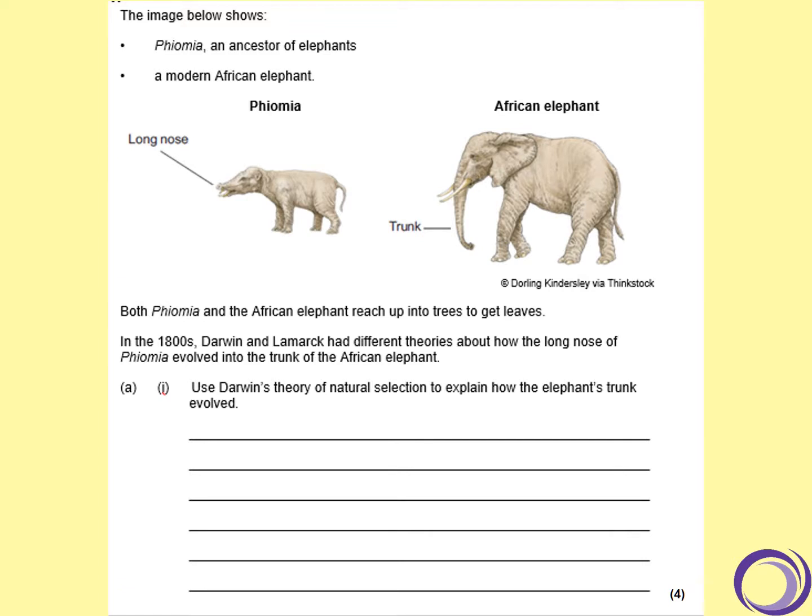So it's asking you to think about the theory of natural selection to explain how the elephant's trunk has evolved. Another 30 seconds.